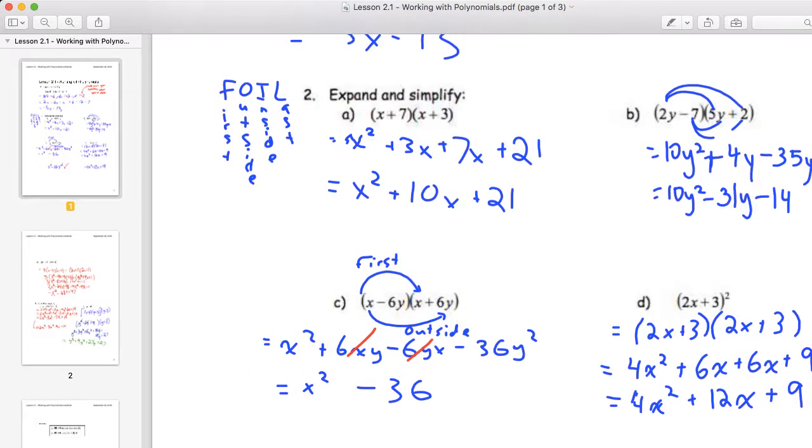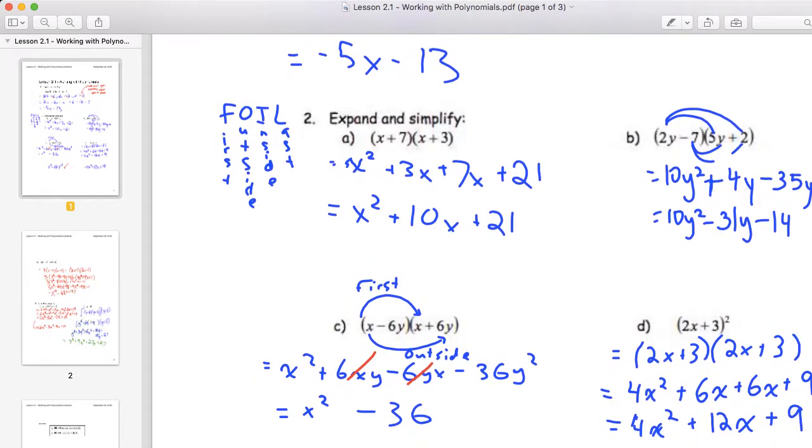After that, in question 2, I am expanding and simplifying once again, only this time I'm expanding and simplifying binomials. So you might remember this from grade 10. Sometimes we use the acronym FOIL. What this means is I look at my first terms, my outside terms, my inside terms, and then my last terms. So when I'm multiplying x plus 7 by x plus 3, my first terms are the x's.